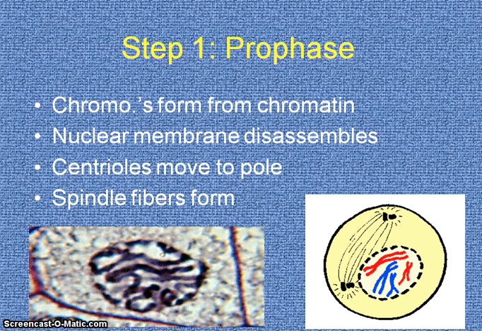So in step 1 of mitosis, this is prophase, our chromosomes are going to start to form from the chromatin. So those histone proteins are going to be coiling up our DNA to form the chromosomes. You can see these rod-shaped structures beginning to form. The nuclear membrane starts to break apart. Centrioles move to the poles of the cell, and these spindle fibers will start to form.